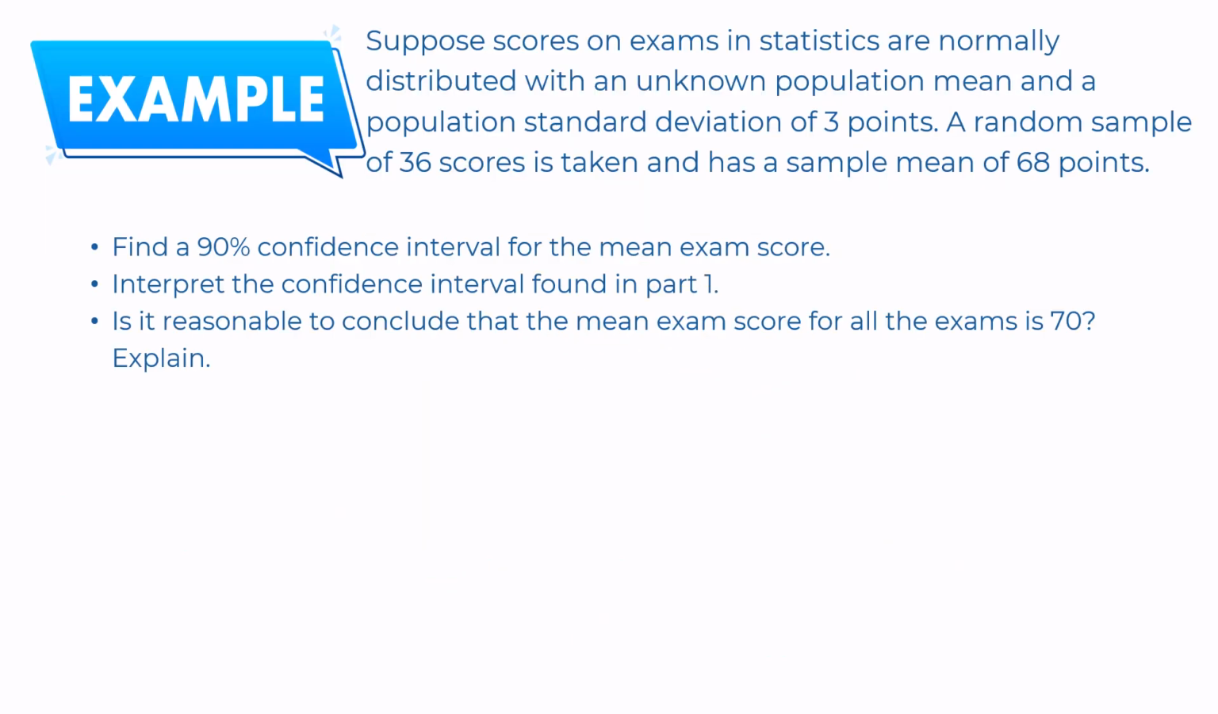Let's have an example. Suppose scores on exams in statistics are normally distributed with a known population standard deviation of 3 points. A random sample of 36 scores is taken and gives a sample mean of 68 points. So here are the tasks that we'd like to solve. First, find the 90% confidence interval for the mean exam score, and then interpret the confidence interval. And is it reasonable to conclude that the mean exam score for all exams is 70?